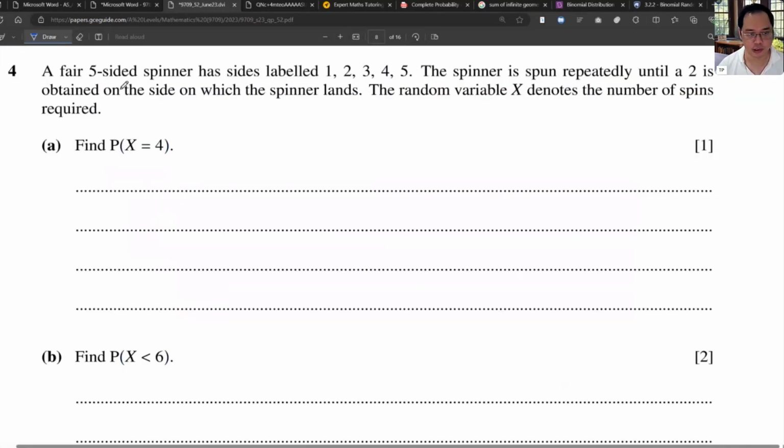A fair 5-sided spinner has sides labeled 1, 2, 3, 4, 5. The spinner is spun repeatedly until a 2 is obtained on the side on which the spinner lands. The random variable X denotes the number of spins required.